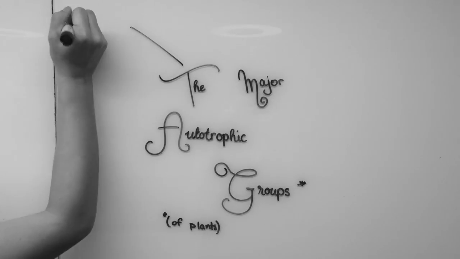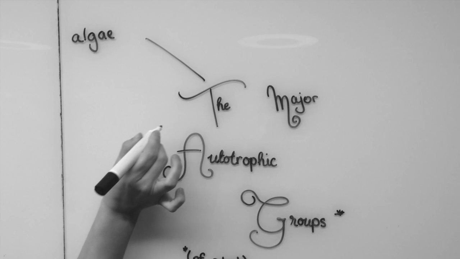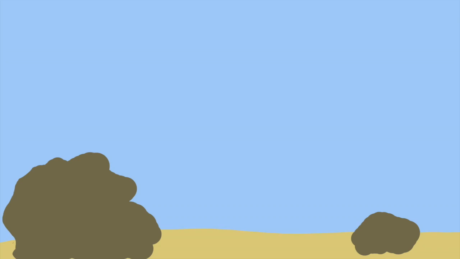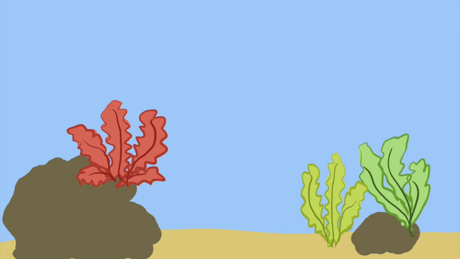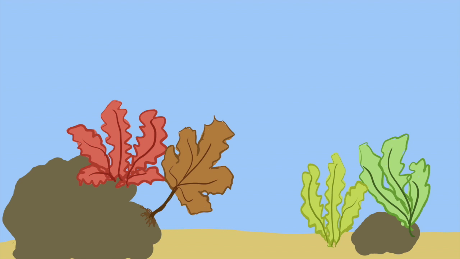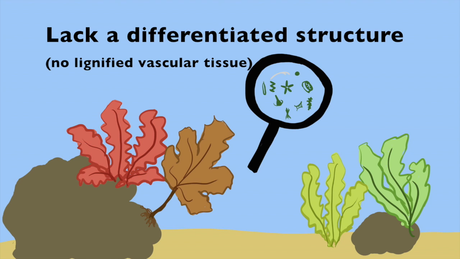So first off, algae, the most basic and earliest form of plant life on Earth. 4.5 billion years ago, it was probably some variation of these that floated around our primordial oceans. Algae are multi- or unicellular photosynthetic organisms incorporating seaweeds and phytoplankton. Most commonly found in aquatic environments, they lack a differentiated structure of true roots, leaves, or stem.